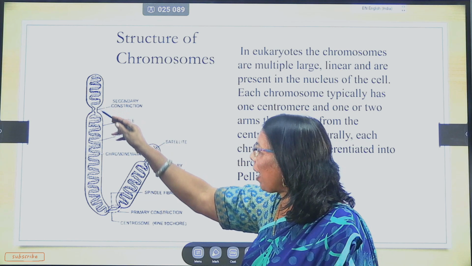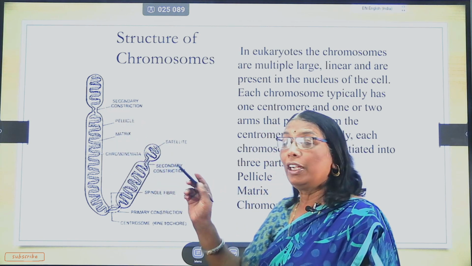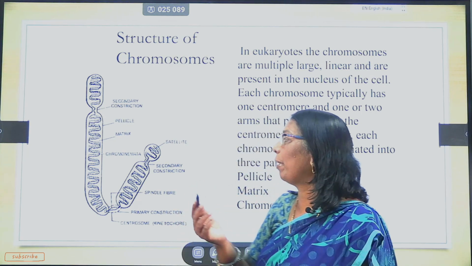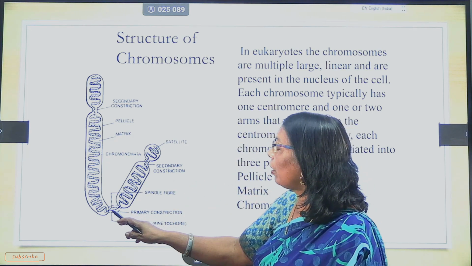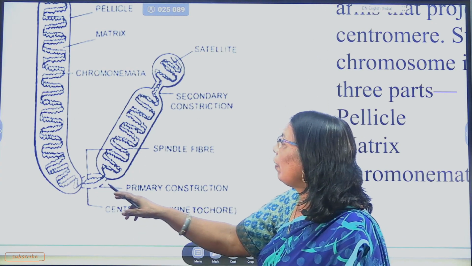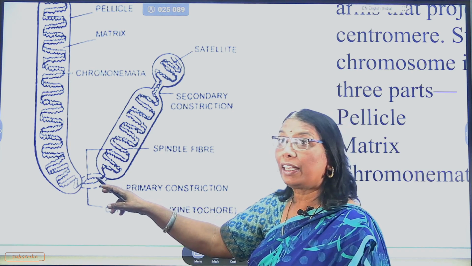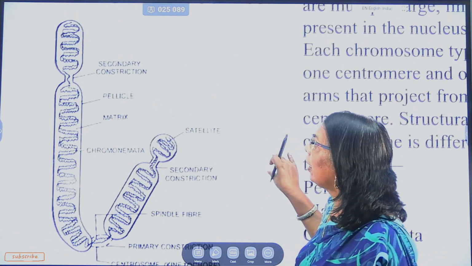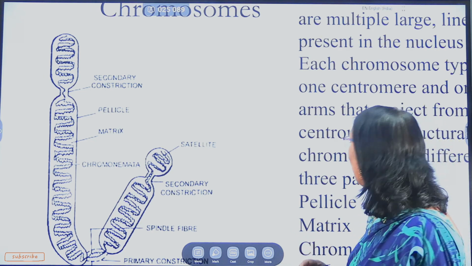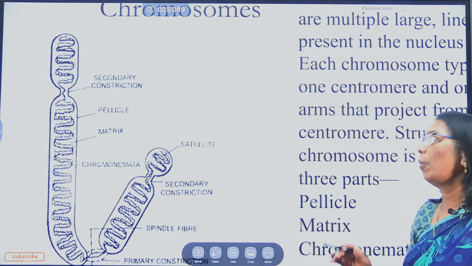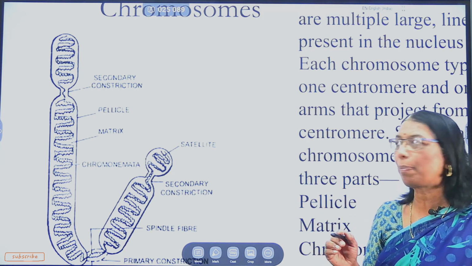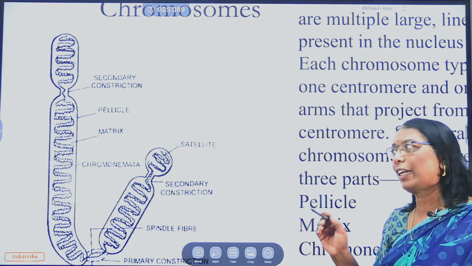When the chromonemata passes through the arms of a chromosome, it is a thin, spirally coiled thread, tightly bound. But when the same chromonemata passes through the centromere, the primary constriction, we find that it is a straight thread-like structure. So the structure of a chromosome is made up of an outer membrane, the pellicle. Inside that, the matrix region is present, and in that matrix the chromonemata is present.